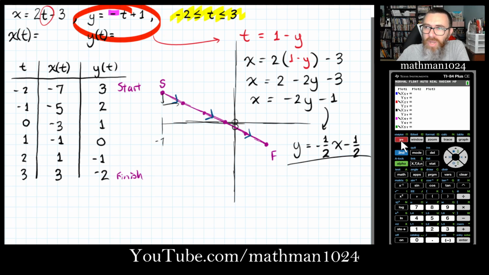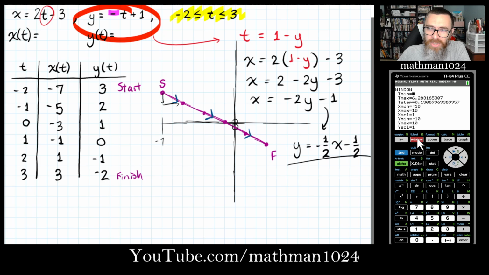So when I go to the y equals, you'll see that it has x1 and y1. There's a little t there because we know we're doing this in terms of t. And now we'll go to this variable button. If we press this button, we get x if we're in function mode, we get theta if we're in polar mode, and now we're going to get t because we're in parametric mode. So x is 2t minus 3, and then we have negative t plus 1.